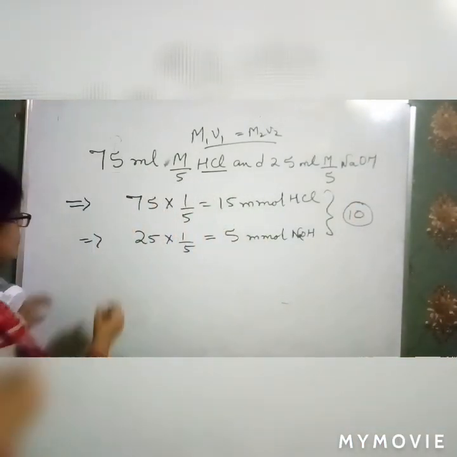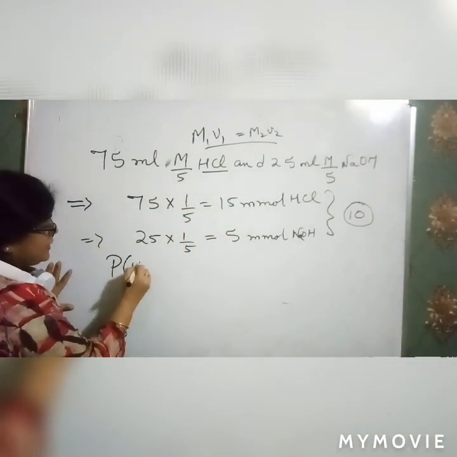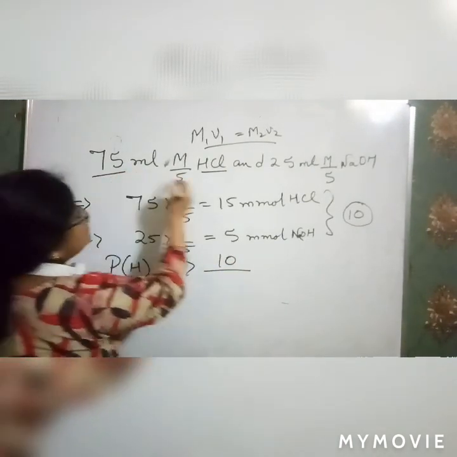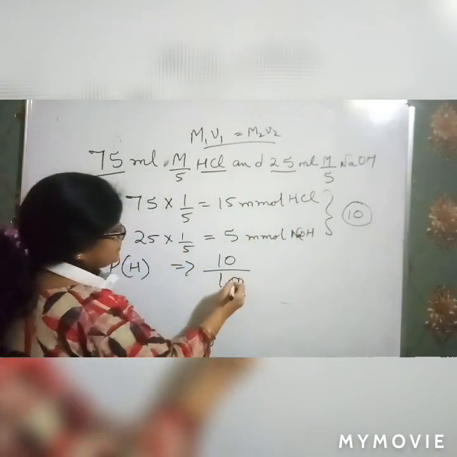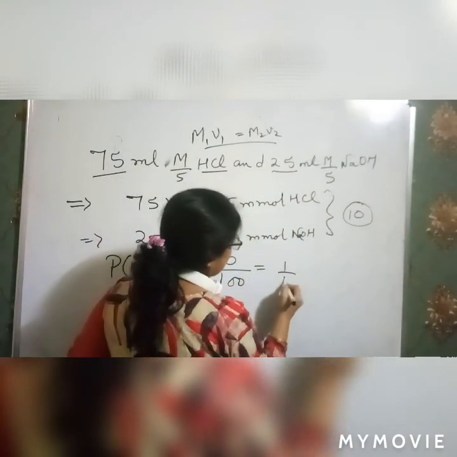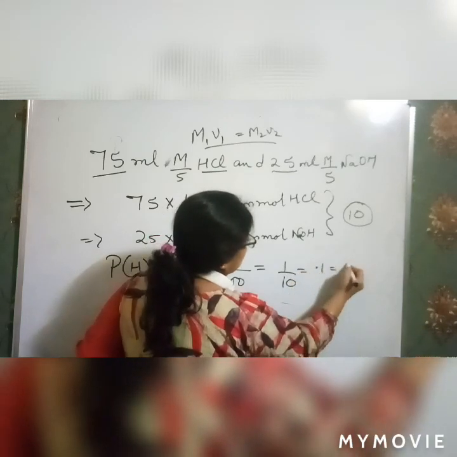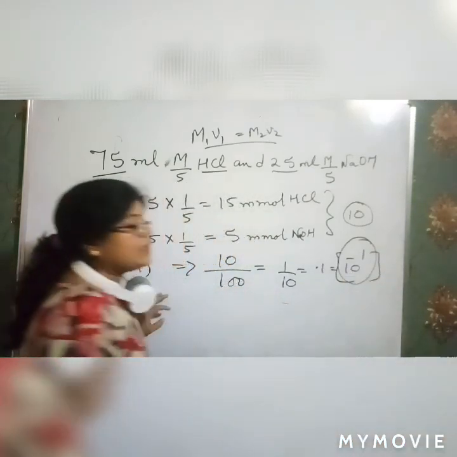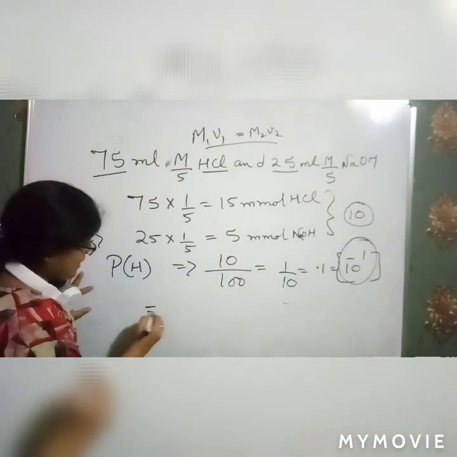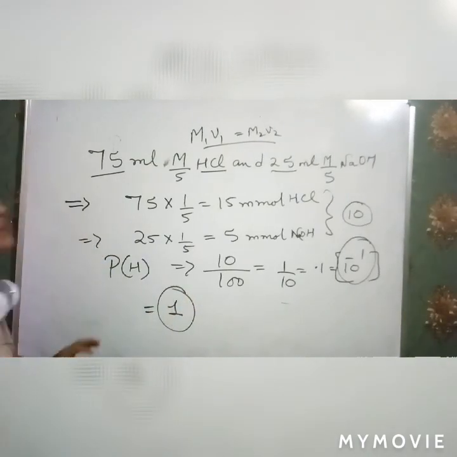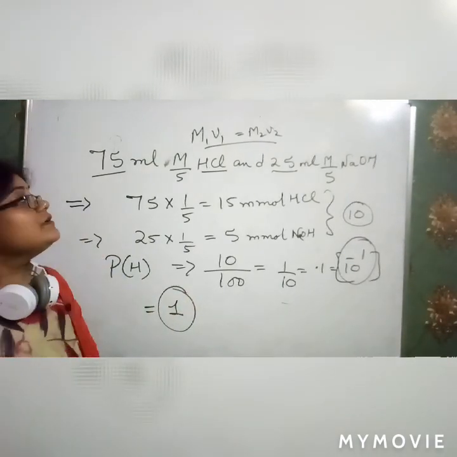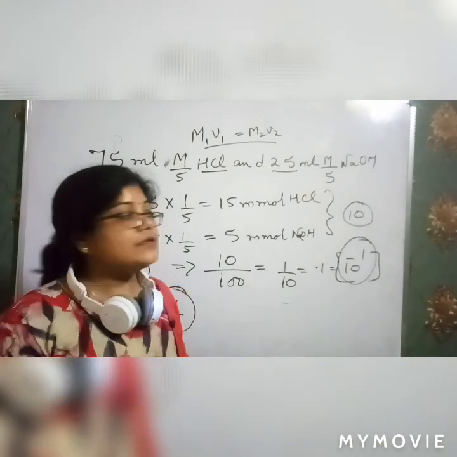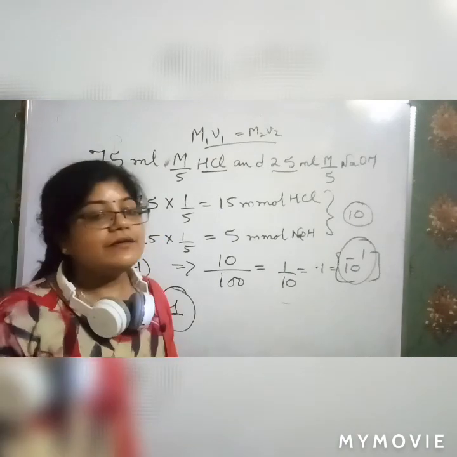Okay. So now if we have to find the pH, we just write 10 over here, and adding the two volumes, we get 100. So we have got 1 over 10, that is 0.1 or 10 to the power minus 1. So this is the concentration. Now if we have to find the pH, the pH is 1. So in this way we can find the pH of the buffer solutions in which acid and base are both present.